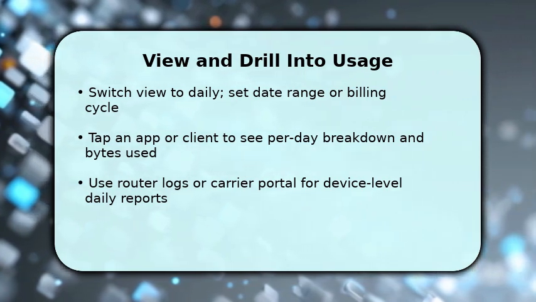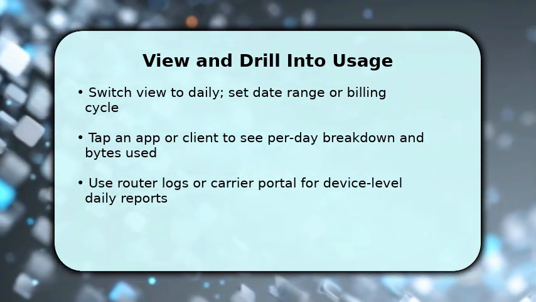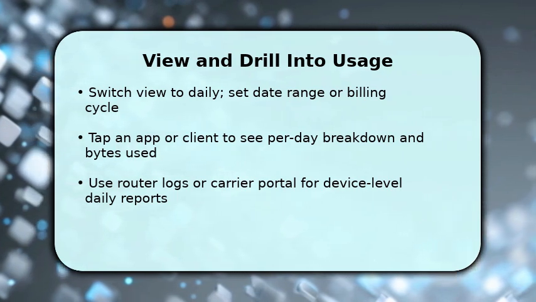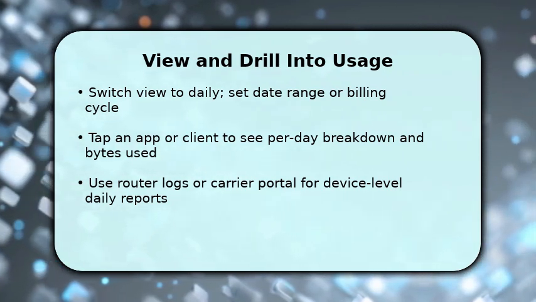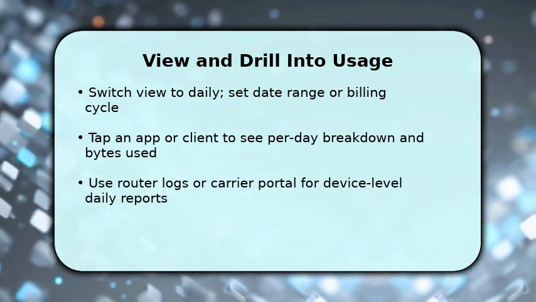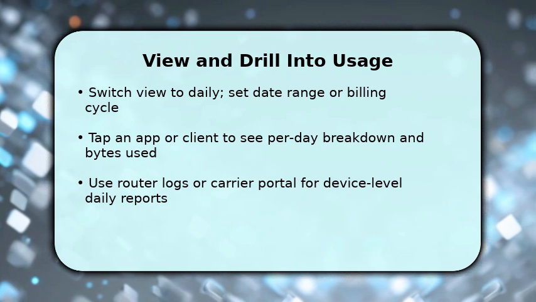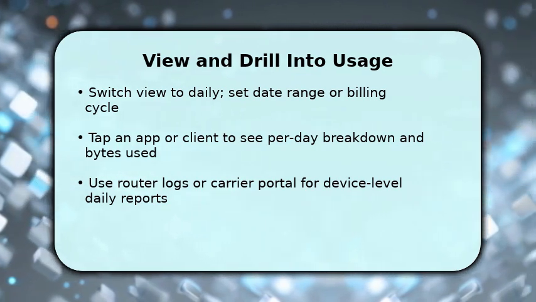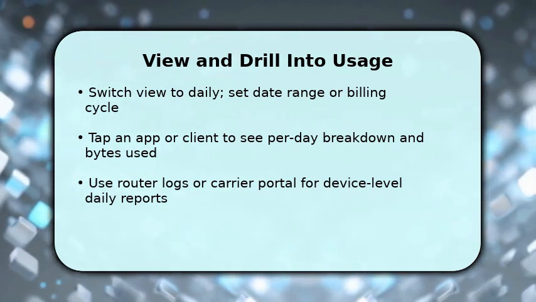Tap any app or client to drill down. You'll see daily byte counts and timestamps that explain when spikes occurred. If you need network-wide detail, log into your router or carrier portal and view per device daily logs. Export CSV if you want a spreadsheet for analysis. This shows who is consuming most data and why.